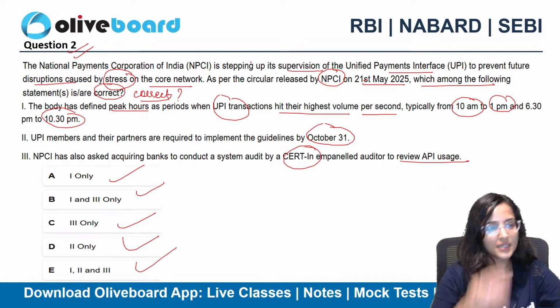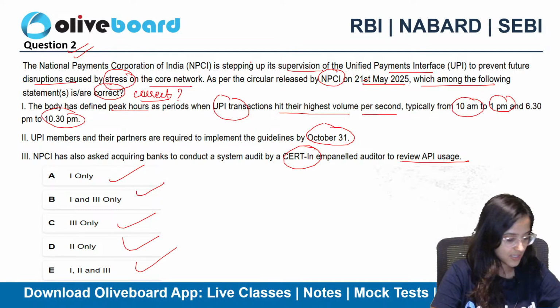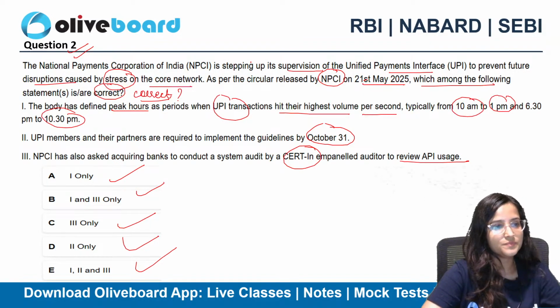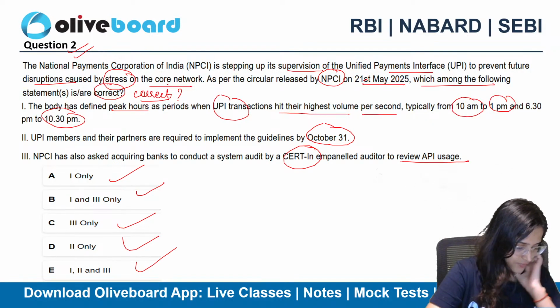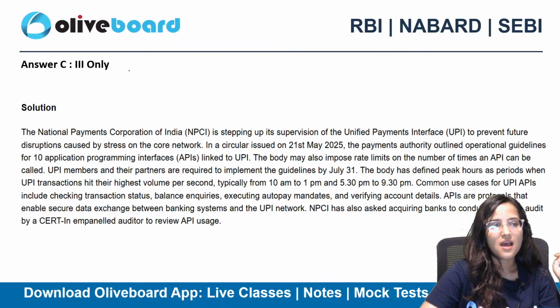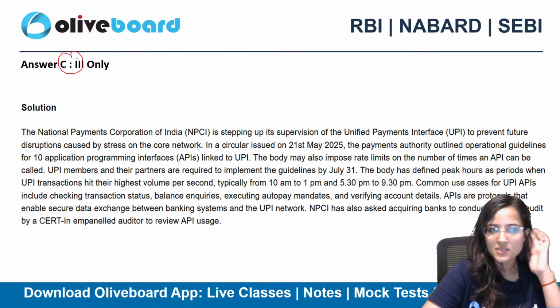Aditi is saying E, which is 1, 2, and 3. Rahul is saying C, which says 3 only. Then Siddharth, good evening, Siddharth. Manish is saying E. So the correct answer is C. Rahul, absolutely correct. C is the correct answer.